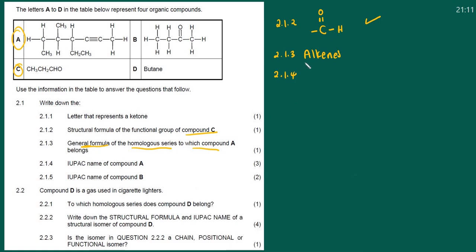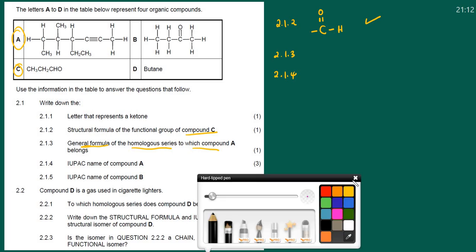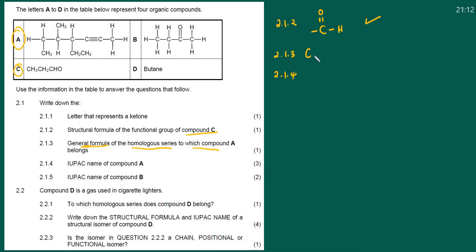Great stuff. But then, remember, they wanted the general formula, isn't it? Yes. So what would be the general formula for alkenes? The general formula would be CnH2n. Great stuff. Yes. Thank you so much.